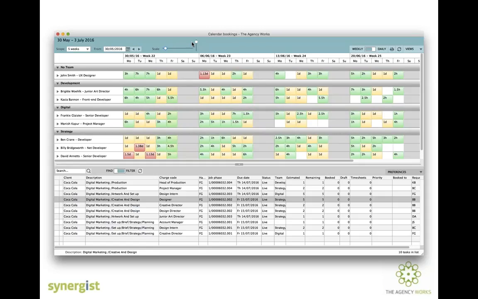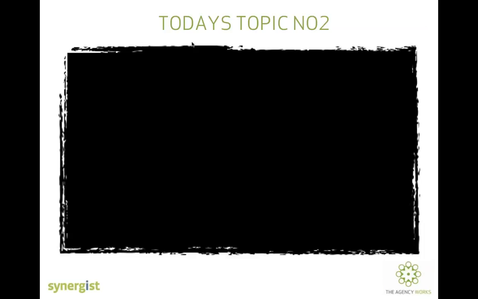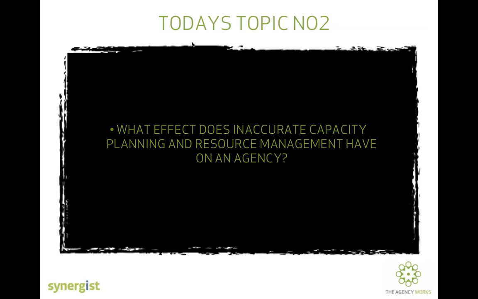Okay, this will allow everybody to have a stable, accurate plan of hours which they are required to carry out. And if that doesn't happen, this is when we start talking about what effects this could have on an agency. So the second question: what effect does inaccurate capacity planning and resource management have on an agency?